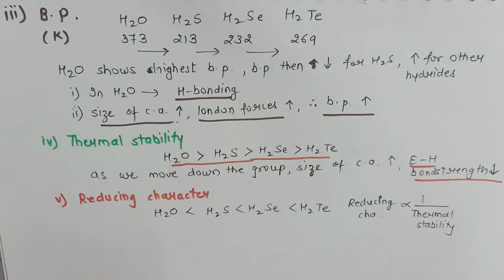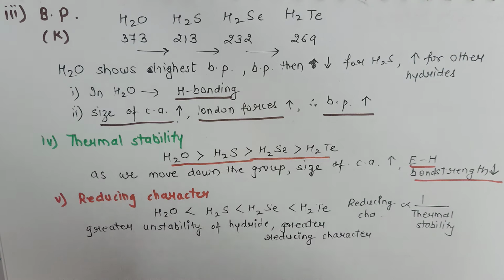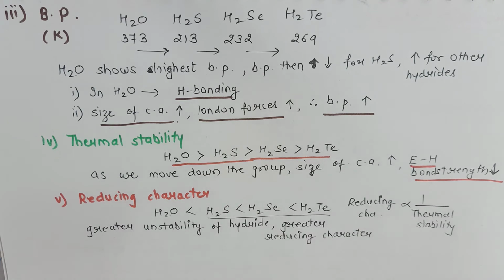And therefore we will observe exactly the reverse sequence. Now why is this observed? It is because the greater the instability of the hydride, the greater will be the reducing character. So we can say in hydrides of group 16, except water, all other elements can act as reducing agents.